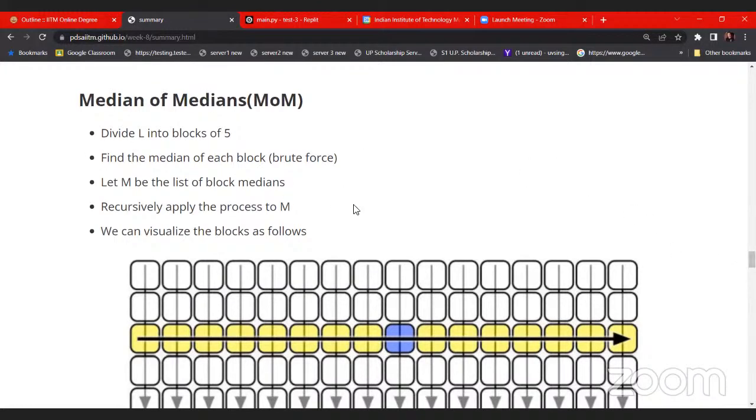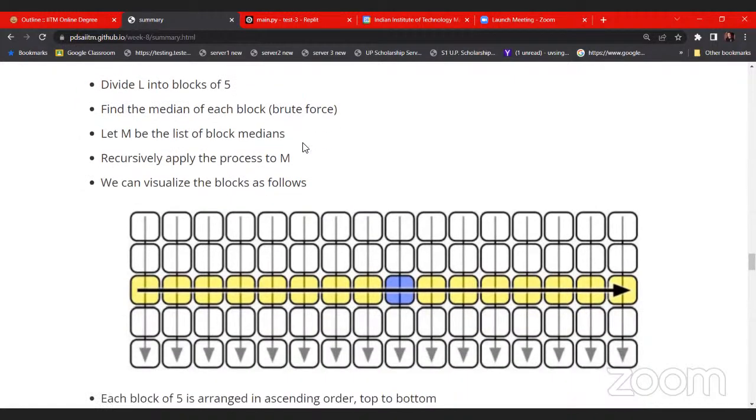So what are the steps of median of medians, MOM? First, divide L into blocks of 5 elements. This is the first step. After that, find the median of each block. We can find the median element after sorting each block. Then we collect all the medians of the blocks, and perform the same find-the-median step again. We repeat this algorithm again.